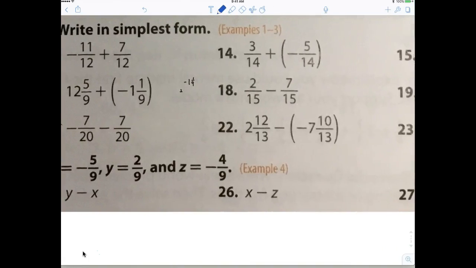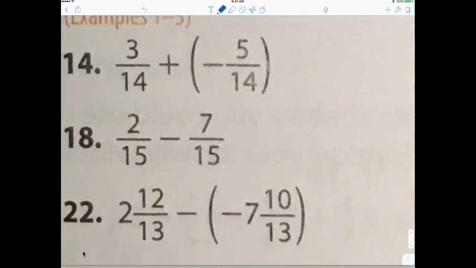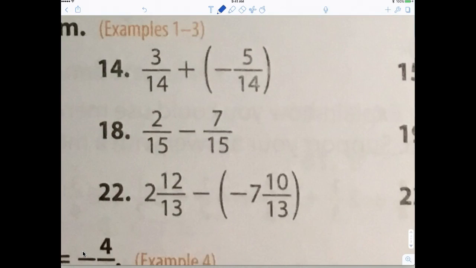All right, here we go. 14. You're up. How would I write 14? 3 over 14 minus 5 over 14. Thank you for listening. Now, I'll be happy if you can tell me what that is. It would be 2 over 14.